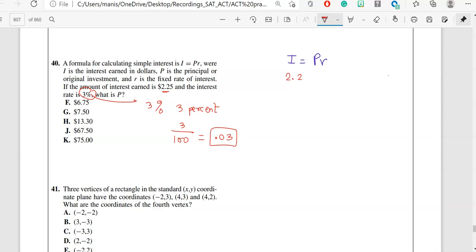So 2.25 is equal to P times R, because the question is asking me to find P. And R is 0.03. So I will divide both sides by 0.03, which will give me the value of P as $75. So P is $75, which is choice K. This is the correct answer for this question.